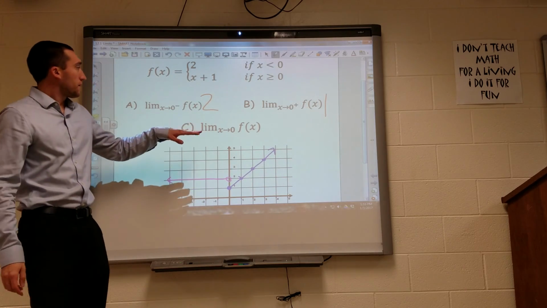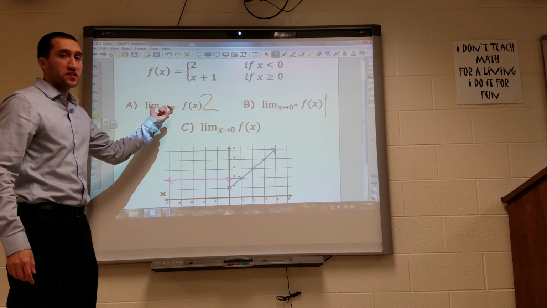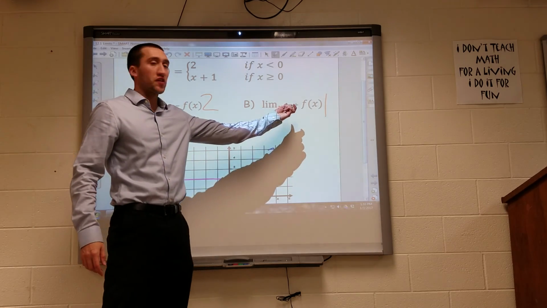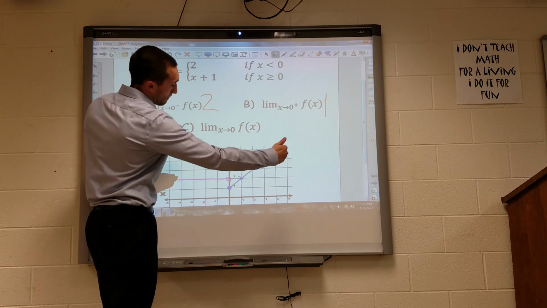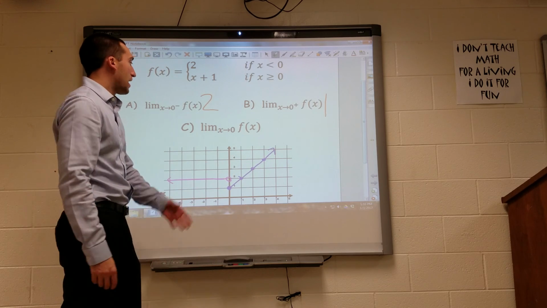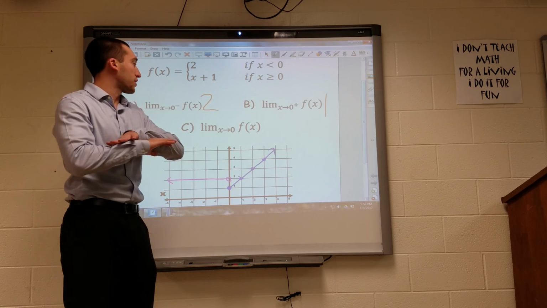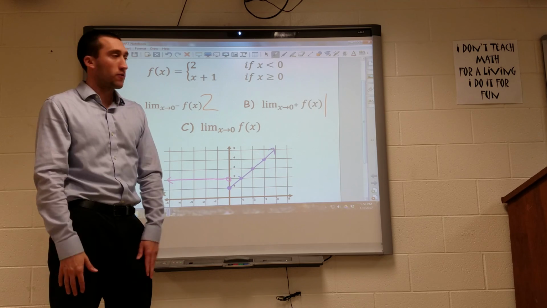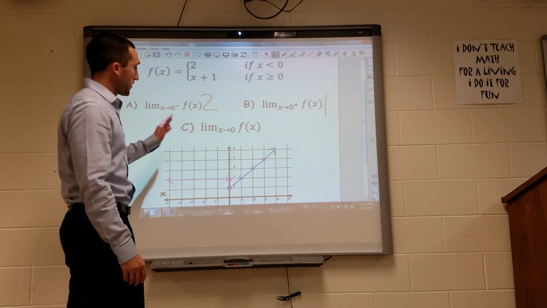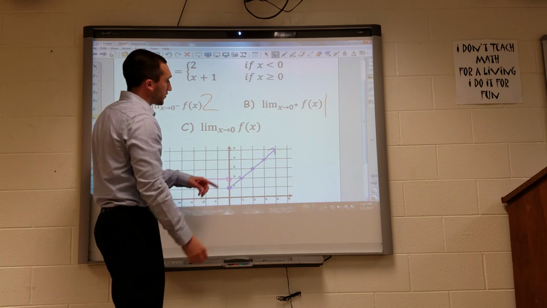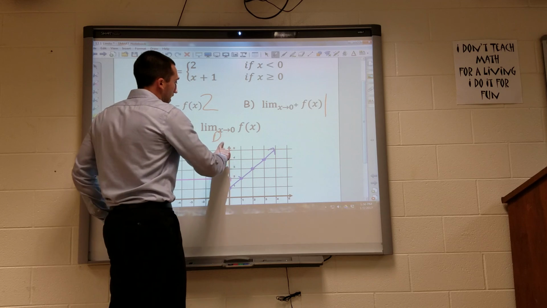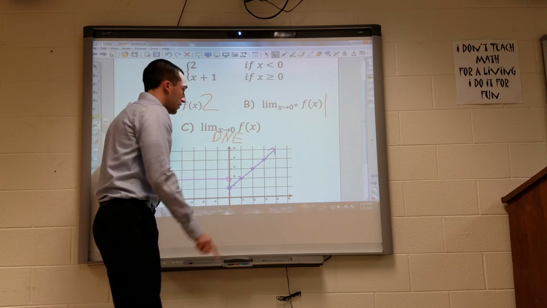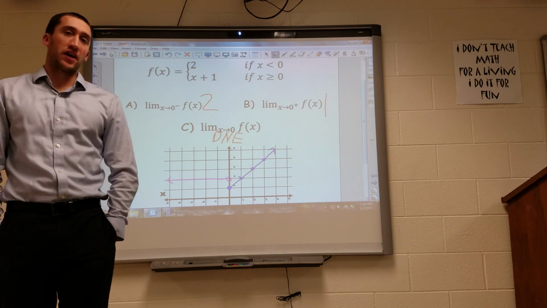And since my x approaching 0 from the negative side and approaching 0 from the positive side are not meeting at the same point, then I do not have a limit of just strictly x approaching 0. So from the negative side is not lining up with the positive side, so I do not have a limit as x approaches 0.